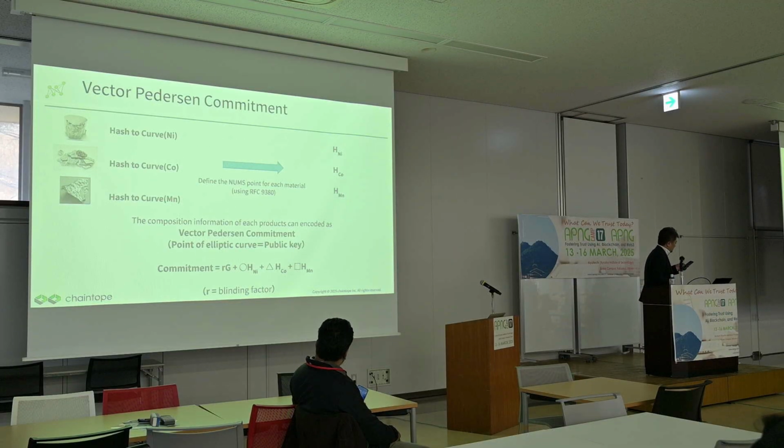Let's extend this scheme. We want to keep secret the amount of each material in the product to hide the value of each material. So define a corresponding NUMS point for each. This can be prepared using the hash2curve hash function defined in RFC 9380. Then using these points, encode the product material information as a vector Pedersen commitment, like this.